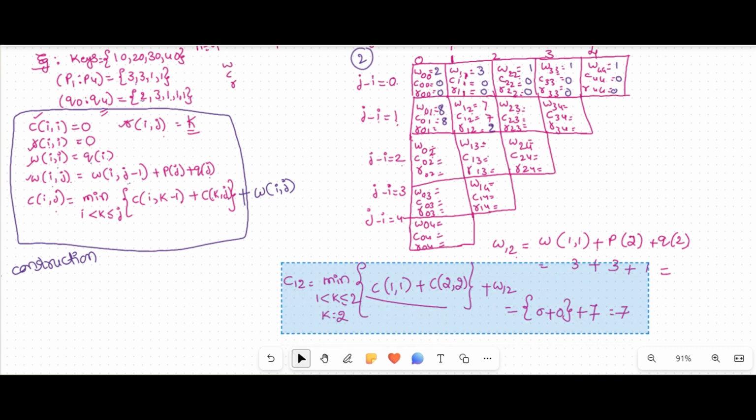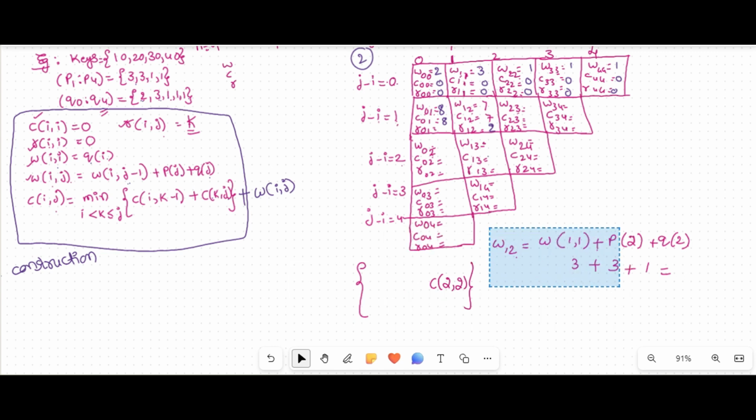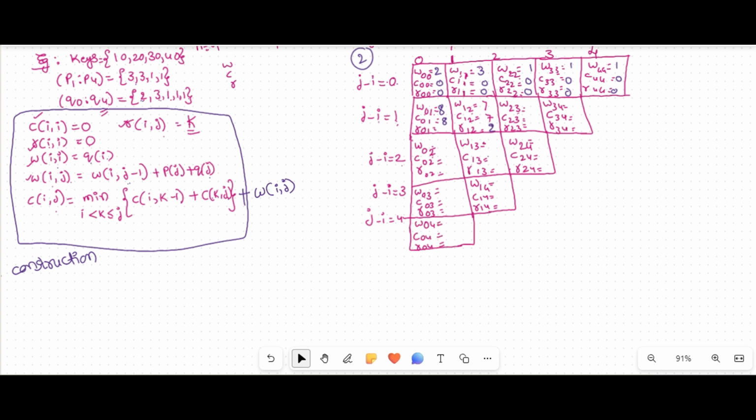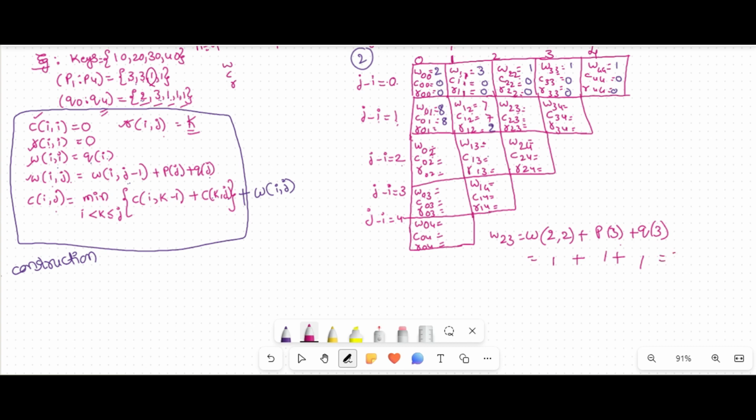Now W23, how to calculate W23? W23 is W of I 2, J minus 1 2, plus P of J, that means 3, plus Q of J. W22 already you have calculated 1, it is P of 3, P1, P2, P3. It is 1. Q3, see here, Q0, Q1, Q2, Q3, again 1. So what is the value of W23? Here it is 3.